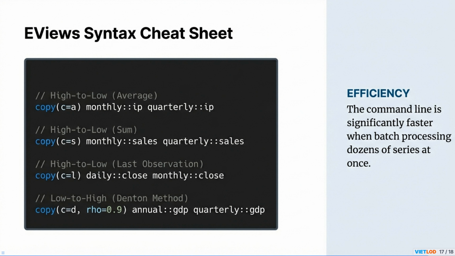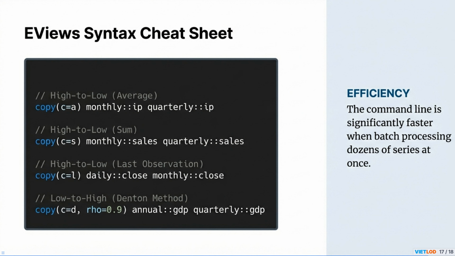Second, do a date check. Make sure the start and end dates of your new series align correctly with the source series. Finally, and most importantly, perform a visual inspection. Always graph the source and target series together. Their trends should align. If they diverge significantly, something went wrong in your conversion method.